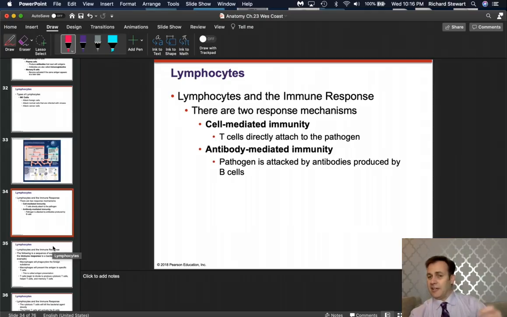Cell-mediated immunity and antibody-mediated immunity. The difference is this. Cell-mediated is just going to be T cells and macrophages. There's no B cell, which means there are no antibodies produced. Antibody-mediated means that a B cell had to be activated, so now we're going to have antibodies being produced.